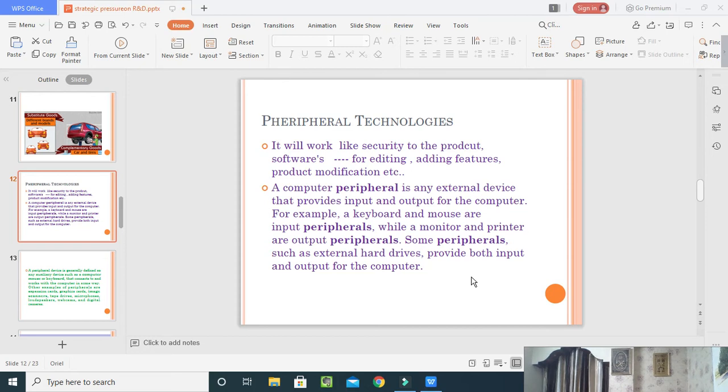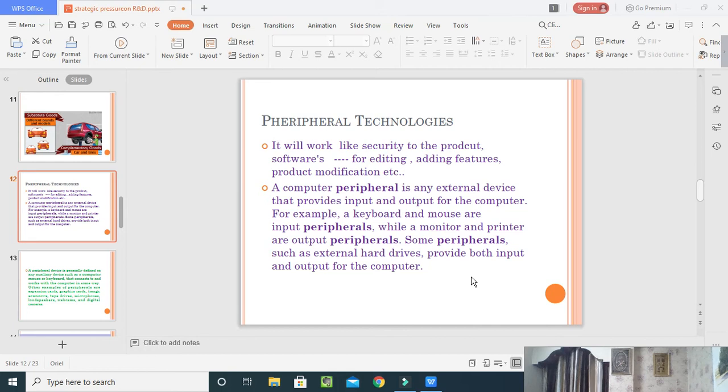All these technologies are known as peripheral technologies for editing if you want to add. Even as a faculty of the college, I don't have any right to add any other idea unless I know the password or the technical term. So the security will be there for all software products, whether for editing, adding features, modifying, removing, or adjusting the product. All these things will be in peripheral technology.